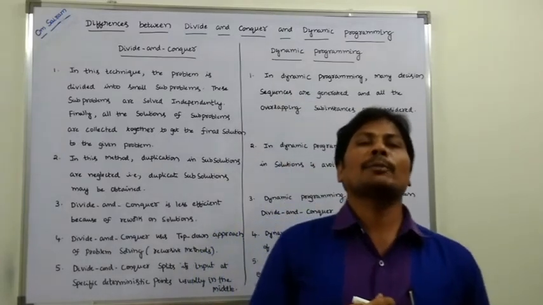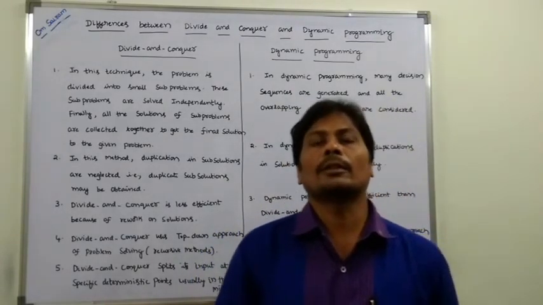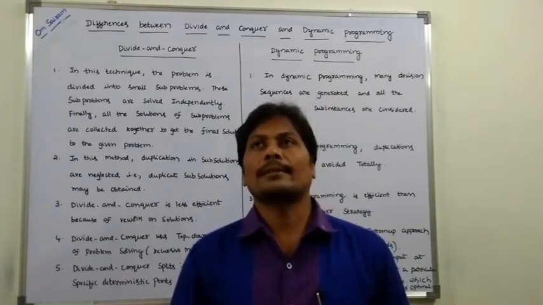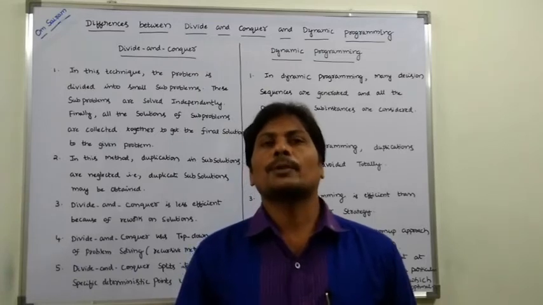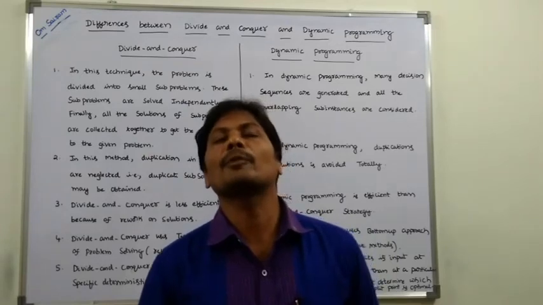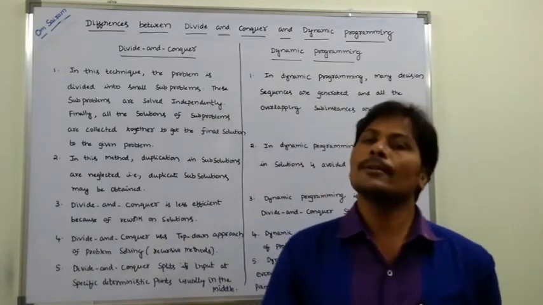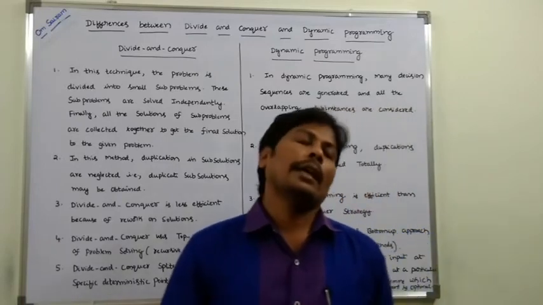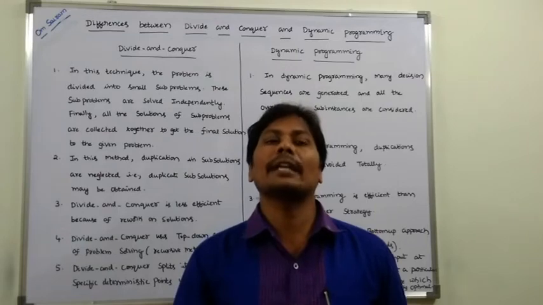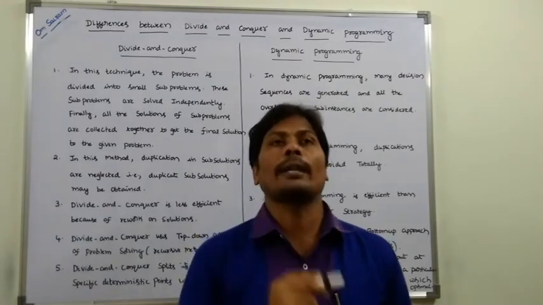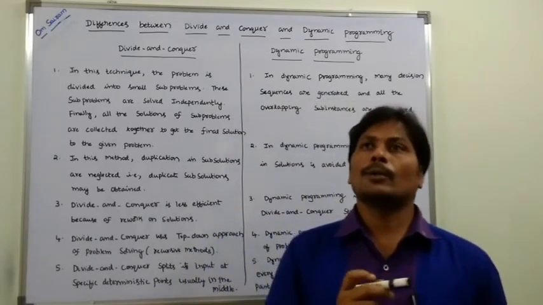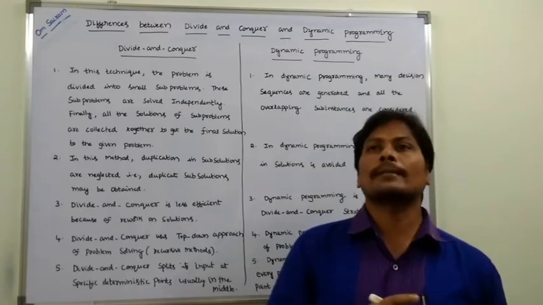In dynamic programming, we can make many decisions, and each decision is an optimal decision. So finally we get the optimal solution. Next, in dynamic programming, we can split the given input at every possible point. Among them, we choose the best split point.